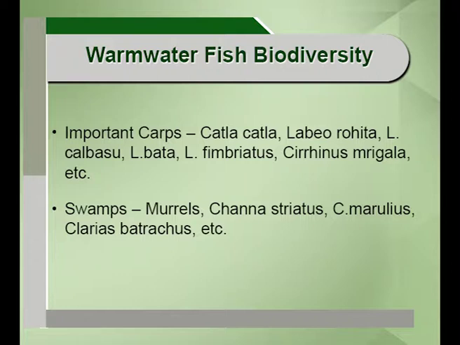As far as the swamp region is concerned, the fish are air breathing species. It's a very good group of species you will find in the swamp region. The swamp boasts of murrels: Channa striatus, Channa marulius, Clarias batrachus. There are so many species, but these are the important species that you will find in the swamp region.